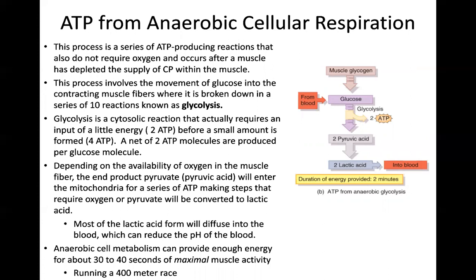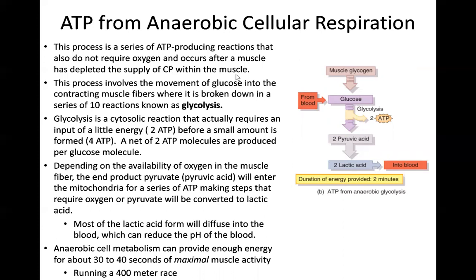Now, 15 seconds is not a very long amount of time, and if you're going to continue exercising at a maximal intensity, really, really hard, as hard as you can, for longer than 15 seconds, you have to turn to other sources. That's where we turn to ATP from anaerobic cell respiration. Since it's called anaerobic cell respiration, this tells us right away that we do not require oxygen. This is what we do once again after we deplete the supply of creatine phosphate within our muscles.